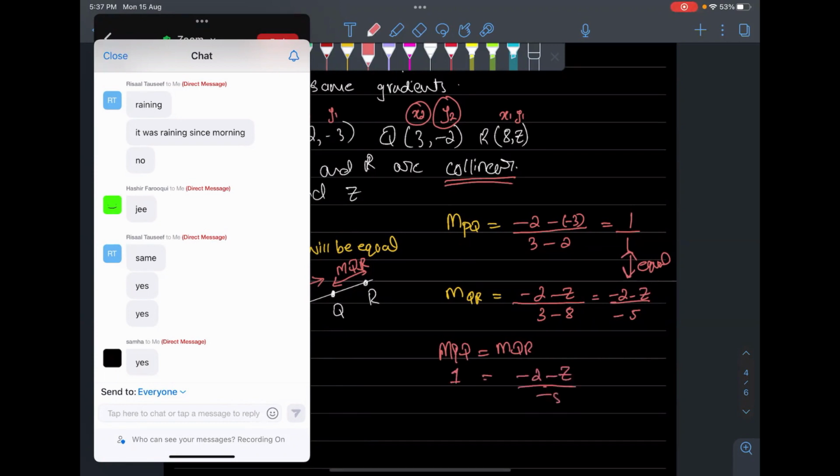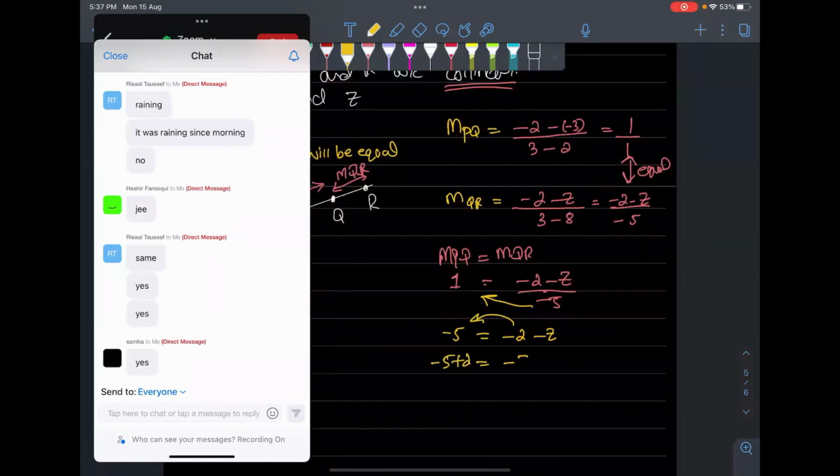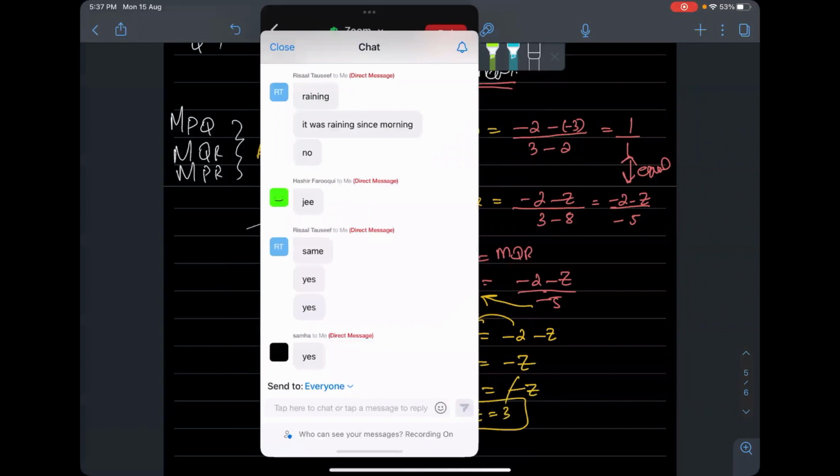Now I can send minus 5 over to that side. It will be multiplied by 1. So negative 5 equals negative 2 negative Z. Bring negative 2 to this side. Minus 5 plus 2 equals negative Z. Negative 3 equals negative Z. Negative negative cancel. Z equals 3. Any question, Risal? I hope this is clear. Clear to everybody. Yes.